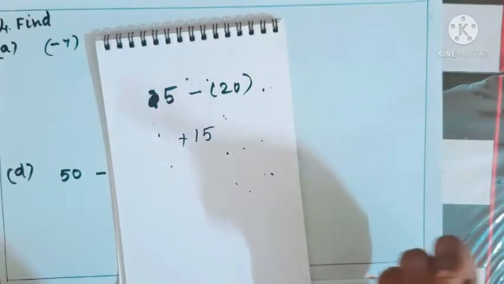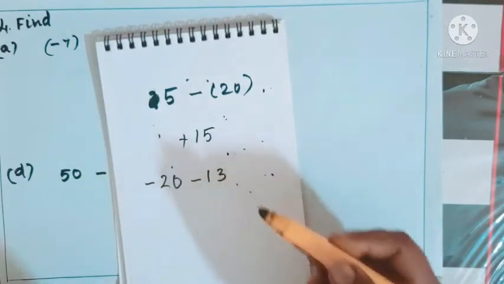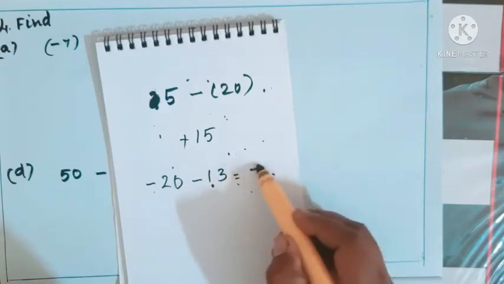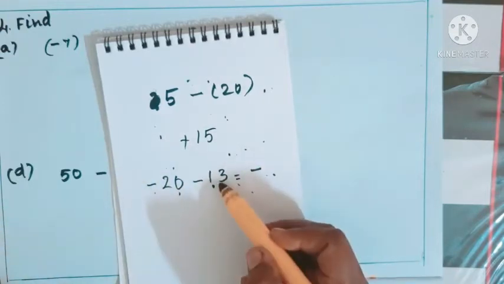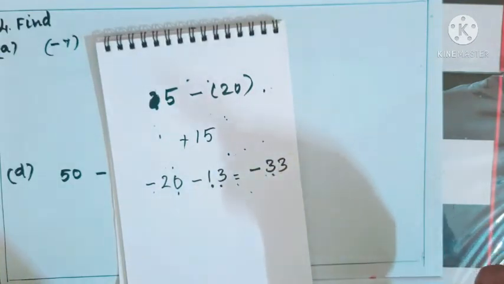Simple. Likewise, think of this: minus 20 minus 13. So minus minus. You have to add it and put the bigger number's sign. So minus 20 and 13 is minus 33. Clear? Fine. Likewise, you can complete that thing.